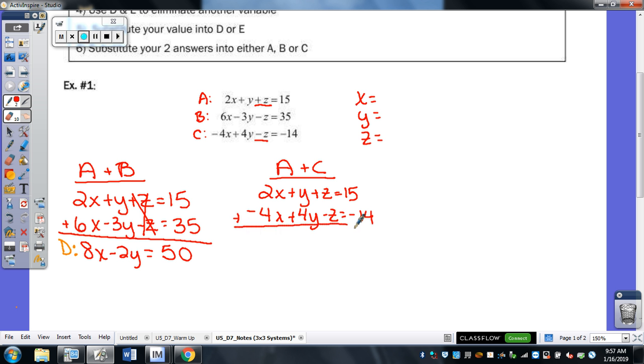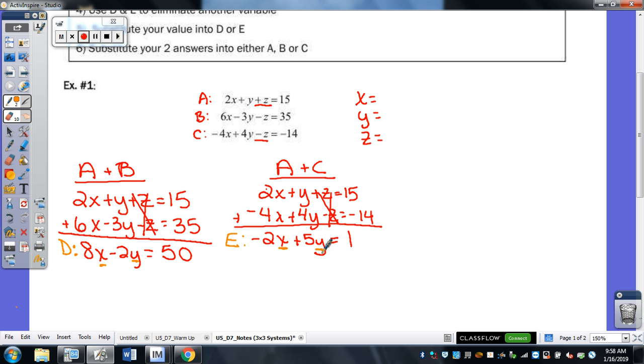So again, we'll add them. 2x plus a negative 4x gives me a negative 2x. 1y plus 4y gives me 5y. Our z's cancel. And then 15 plus a negative 14 gives me a 1. So I'm going to call that equation E now. So now we've made two new equations, D and E. So now D and E both only have an x and a y.